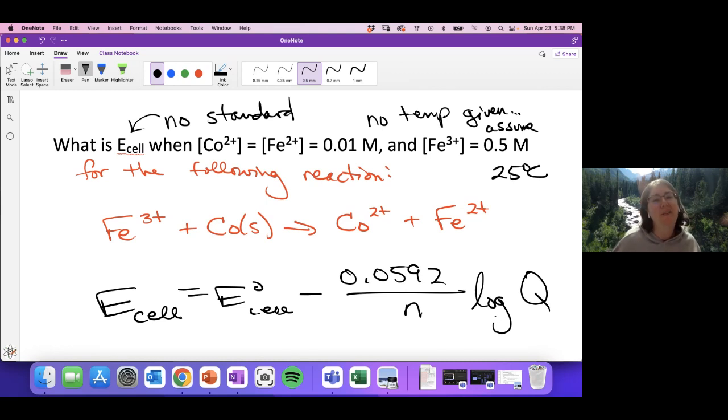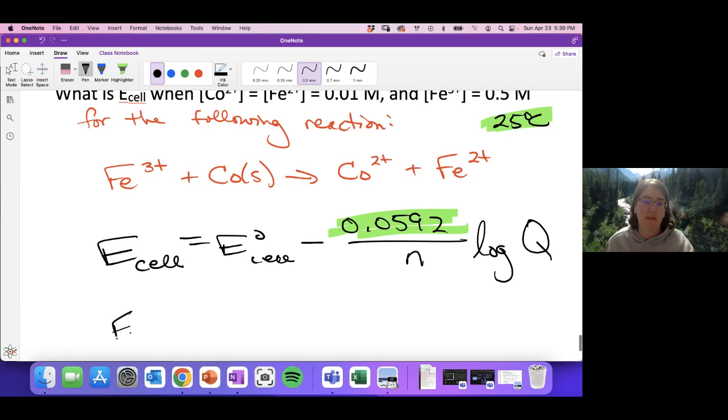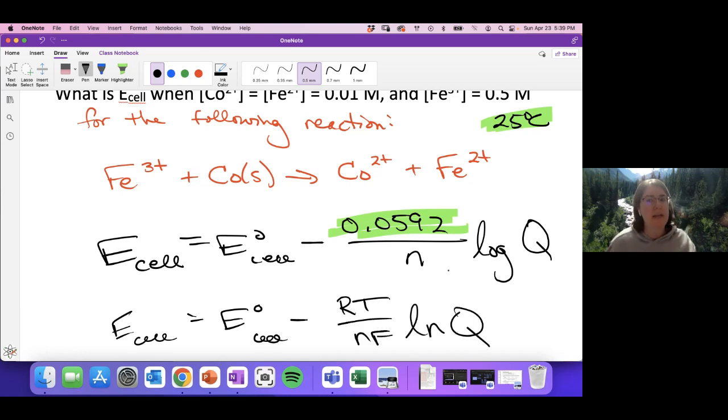A couple things. Because we are assuming 25 degrees Celsius, I'm using this version of the equation. We could also use the other version, which is E cell equals E standard cell minus RT over nF times ln Q. We could have used that, but because we're at 25 degrees Celsius, we're using the shorter version.